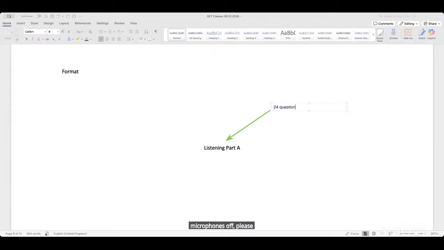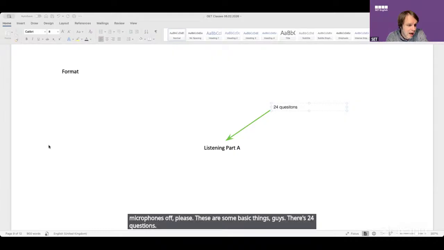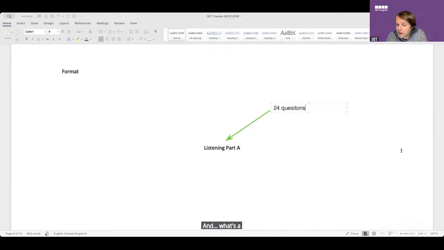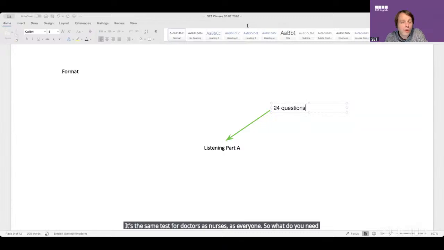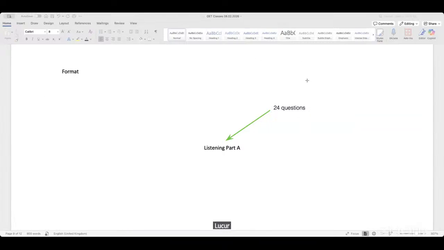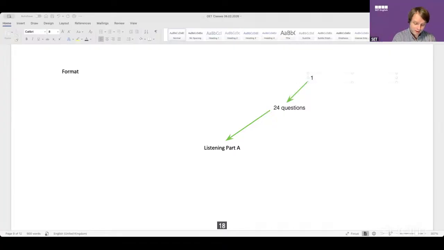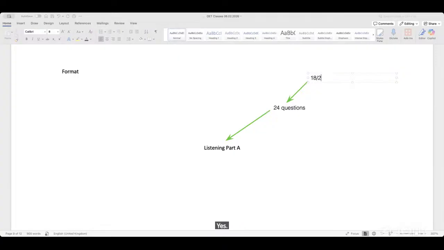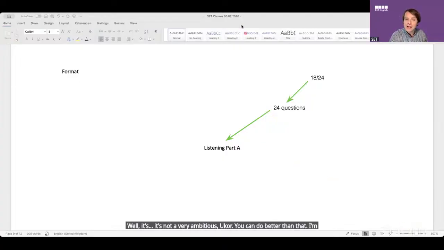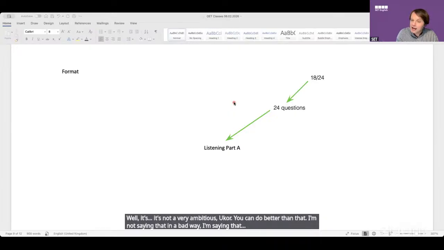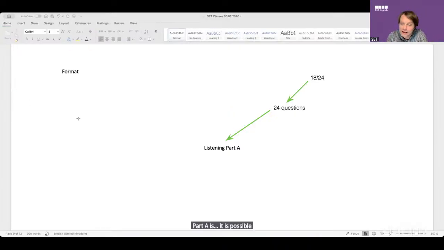Microphones off, please. These are some basic things, guys. There are 24 questions. And what's a good score? Ukor, you're a pharmacist, right? It's the same test for doctors, as nurses, as everyone. So what do you need to score, Ukor? Probably 18. 18 from 24. Maybe 22. Well, it's not very ambitious, Ukor. You can do better than that. I'm not saying that in a bad way. I'm saying that in part A it is possible to get 20. You can definitely get 20.